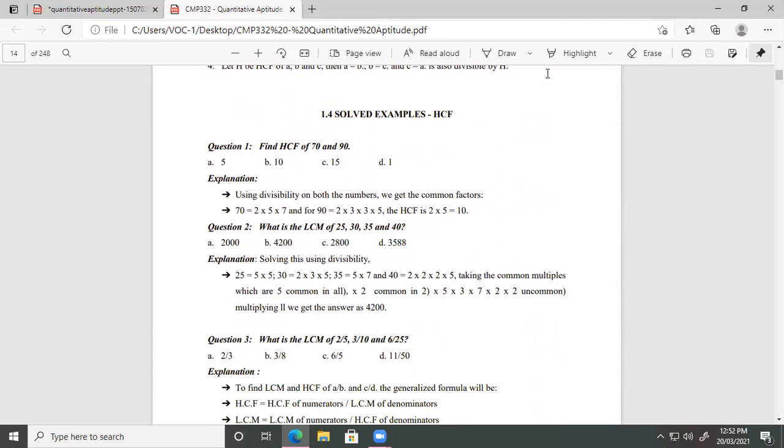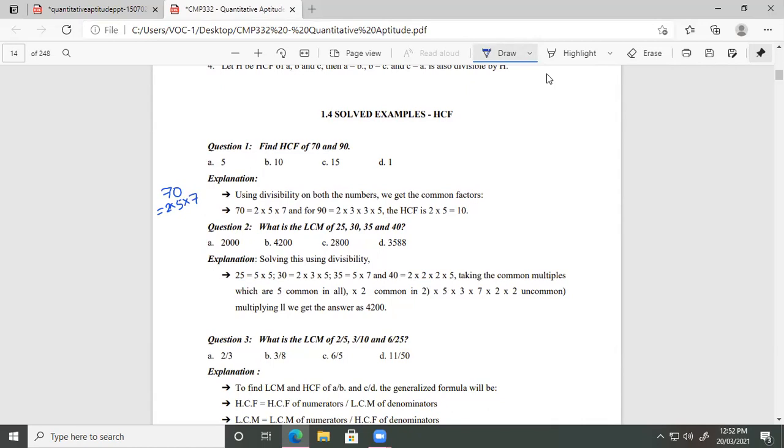So, find the HCF of 70 and 90. How will you calculate? First, using divisibility on both the numbers, we get the common factors. So here you can see, factors of 70 will be 2 into 5 into 7, since 2 fives are 10, into 7. These are the factors of 70.